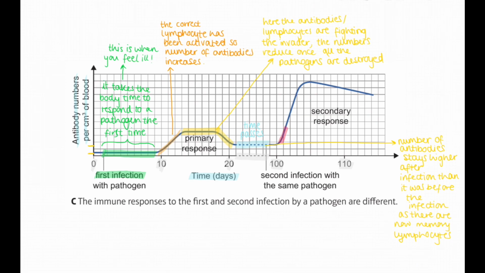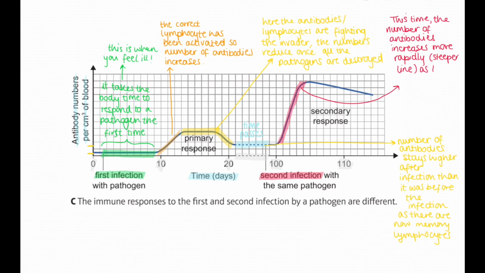When this second infection happens, notice how we have a very steep increase in antibody numbers. They get much higher than they were in our primary response, and it happens much, much faster. The reason for the rapid increase in antibody numbers this time is again to do with those memory lymphocytes that stay in the bloodstream. So we don't have to wait around for that one lymphocyte to be activated like we did upon first infection. This time there's a few memory lymphocytes that have already been activated once and they are already able to make the correct shaped antibodies.